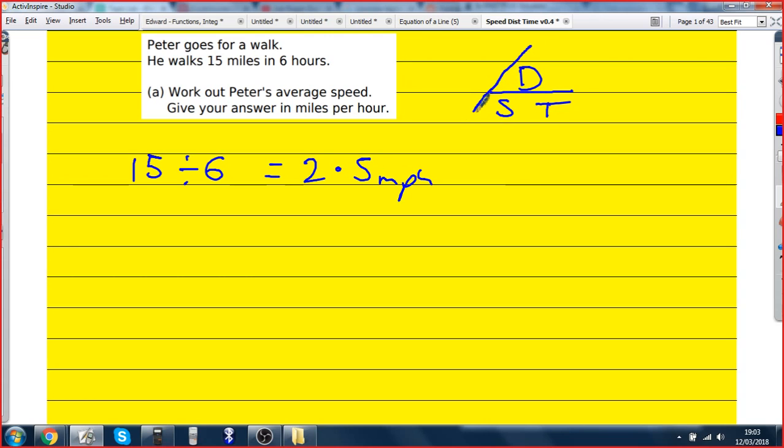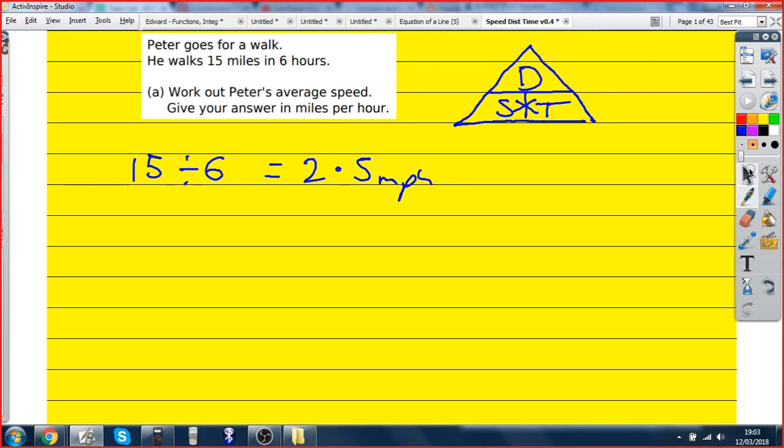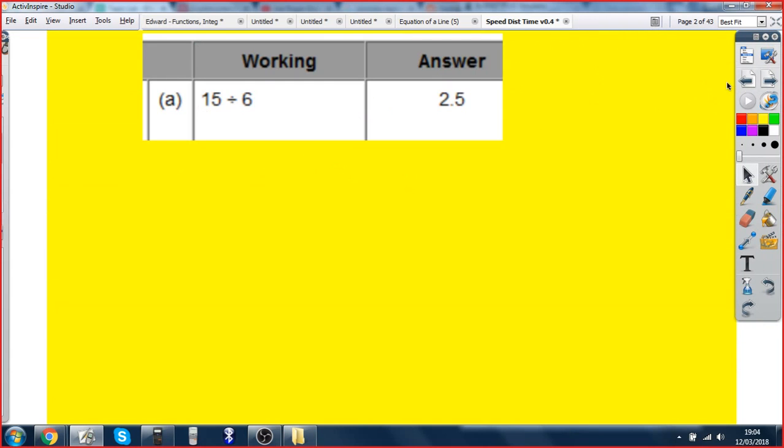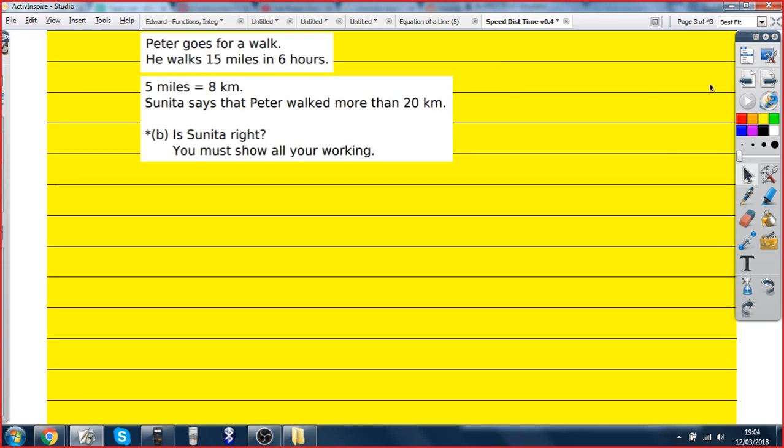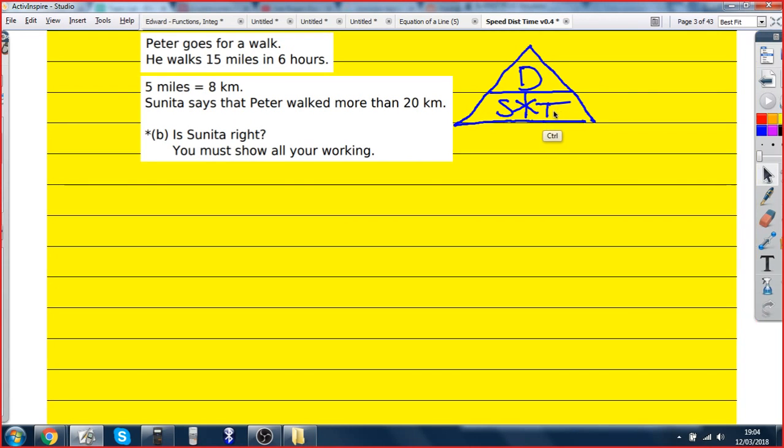And so sometimes you see it written like this just as a kind of memory aid. And so basically distance over speed gives you time, distance over time gives you speed, and speed times time gives you the distance. And so that's just a little memory aid. Okay, 2.5 was the answer.